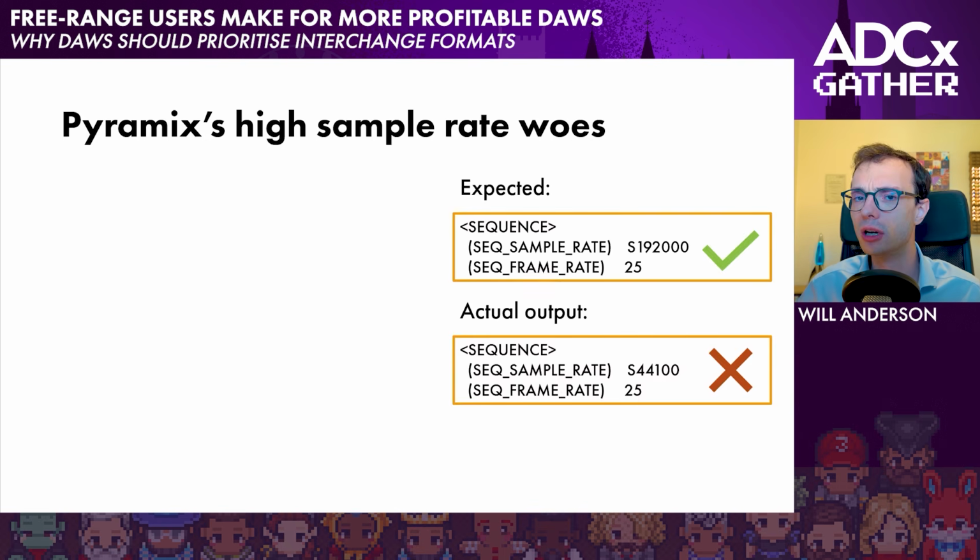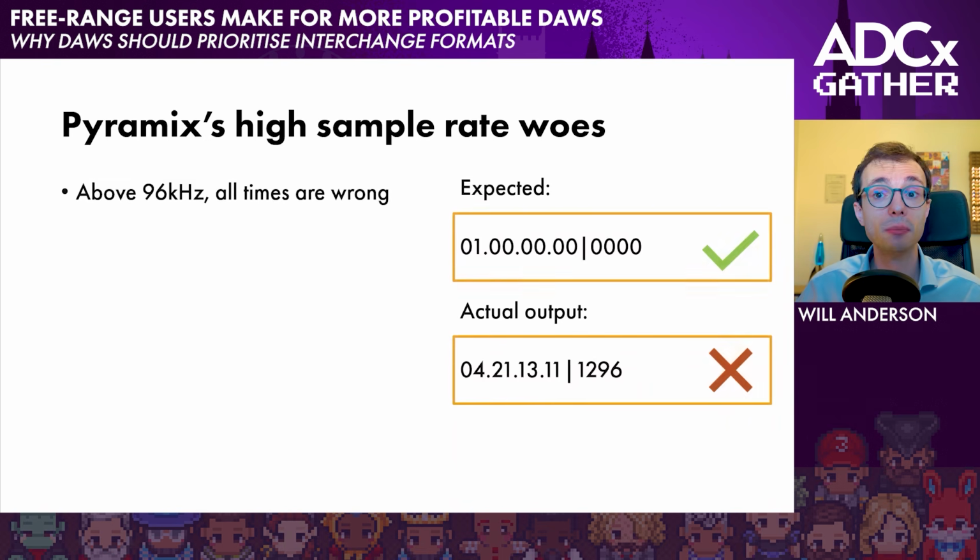If you look at an AES31 export from Pyramix for a 192 kHz project, you'll notice two strange things. First is that the sample rate flag in the project metadata section states 44.1K rather than 192K. And the second is that every single timestamp is wrong, by a lot. In fact, it turns out that every timecode is out by a factor of 4.35 roughly. Those of you whose mental maths is better than mine might have already figured out that that is the exact ratio of 192 to 44.1.